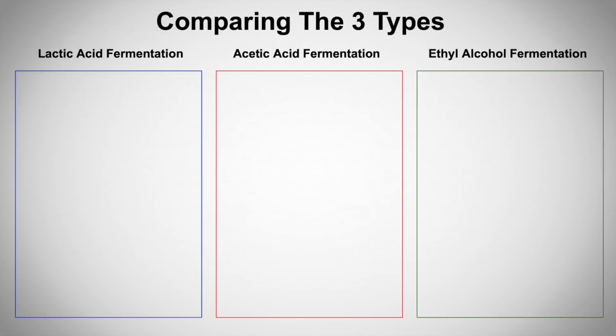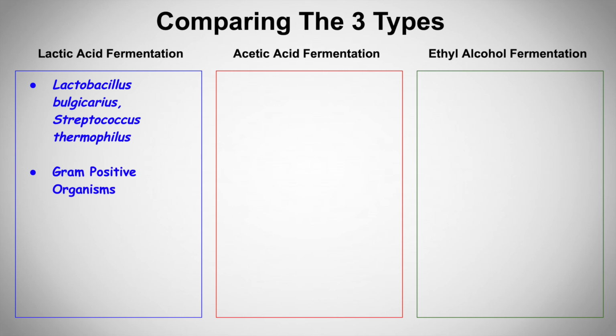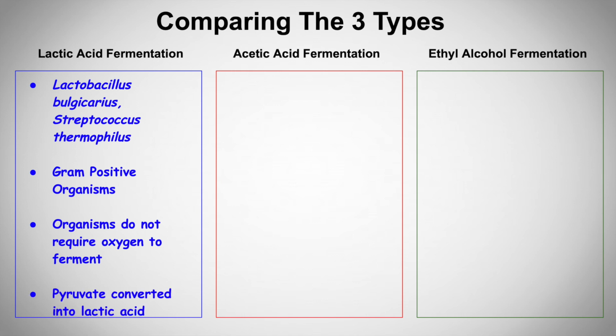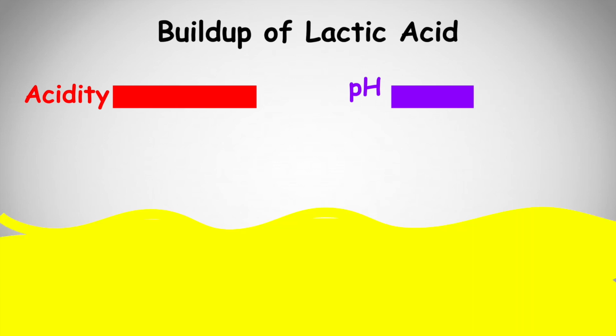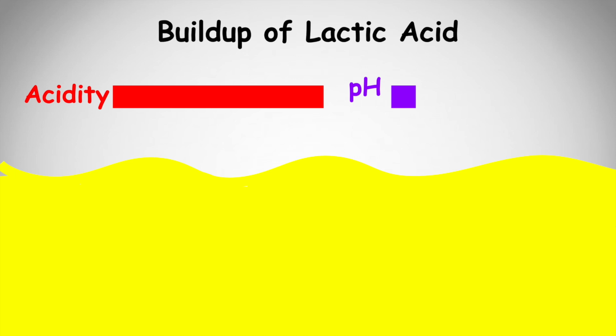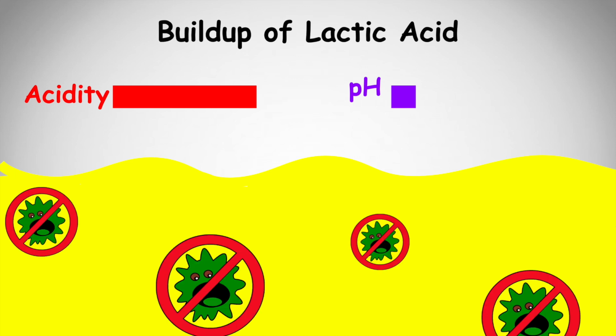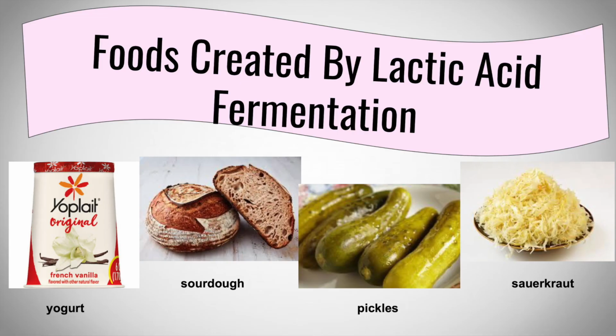Lactic acid fermentation plays out with the help of bacteria such as Lactobacillus bulgaricus and Streptococcus thermophilus. Many lactic acid fermenting bacteria are gram-positive and do not require oxygen in order to ferment. Lactic acid fermentation itself occurs when these bacteria convert pyruvate, which is produced by glycolysis, into a lactic acid byproduct. The buildup of lactic acid produced throughout this process raises the acidity of the cellular environment, lowering the pH to a point where other pathogenic organisms can no longer grow. Here are some key foods that are made utilizing lactic acid fermentation.